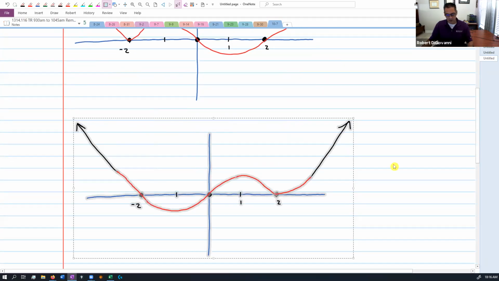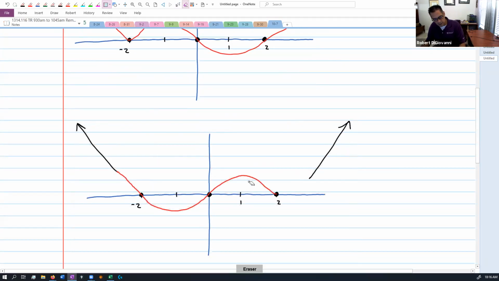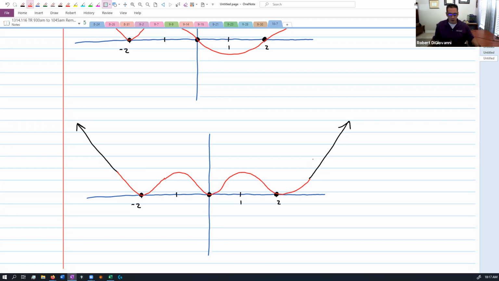So we could have done this too, watch. I could have done this. How about bounced off? Oh, I don't mean to make it look so jagged. Bounce off, bounce off, bounce off again. That has the same x-intercepts, left and right hand side goes up.